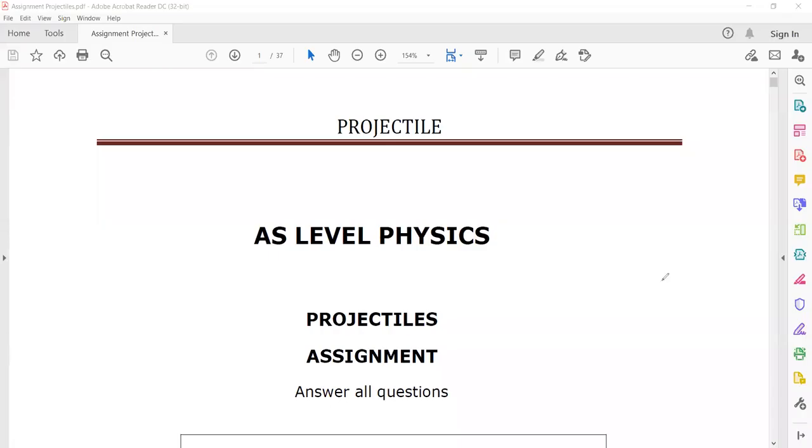So in this session, we will discuss questions related to projectile.